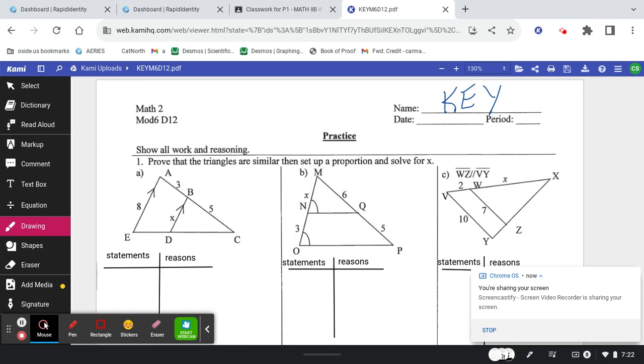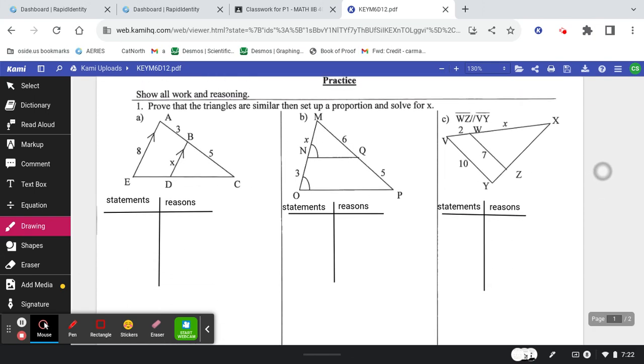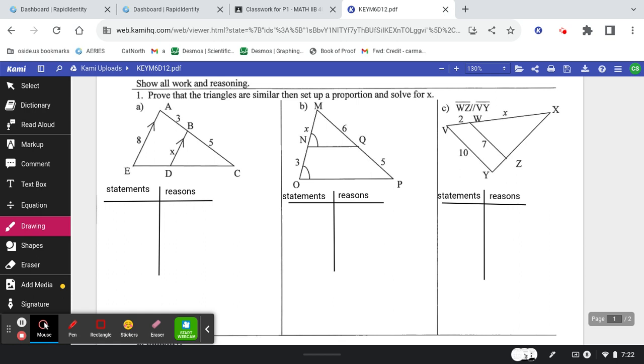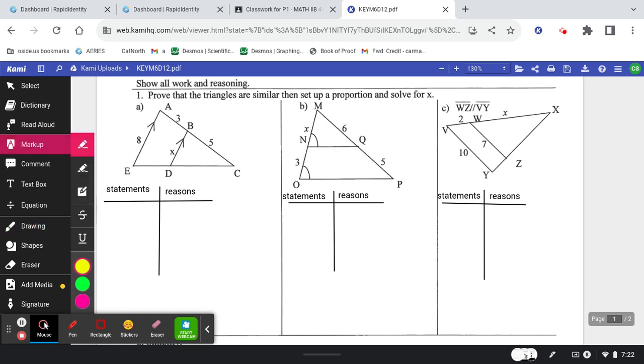All right, here we are on the Mod 6 Day 12 worksheet, and we're going to be starting with some similar triangle proofs. After we prove that the triangles are similar, we can then set up a proportion and solve for x for each one, if they are similar. If they're not similar, we can't do that.